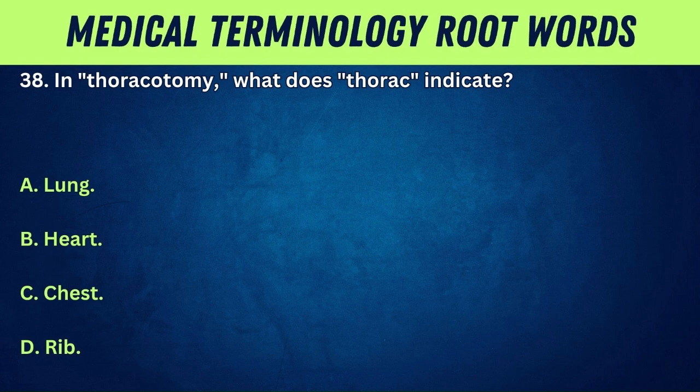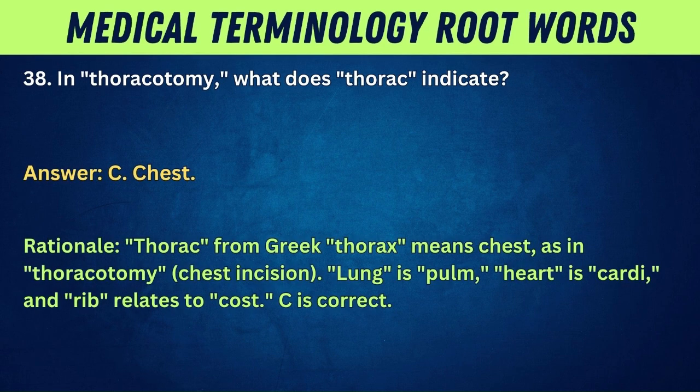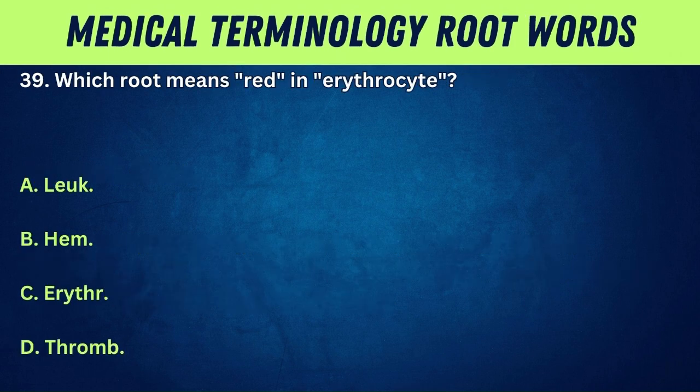38. In thoracotomy, what does thorac indicate? A. Lung. B. Heart. C. Chest. D. Rib. Answer: C. Chest. Rationale: thorac from Greek thorax means chest, as in thoracotomy, chest incision. Lung is pulm, heart is cardi, and rib relates to cost. C is correct.